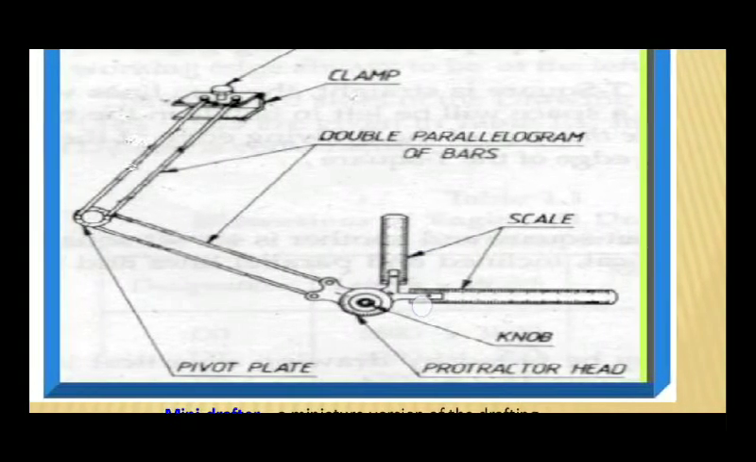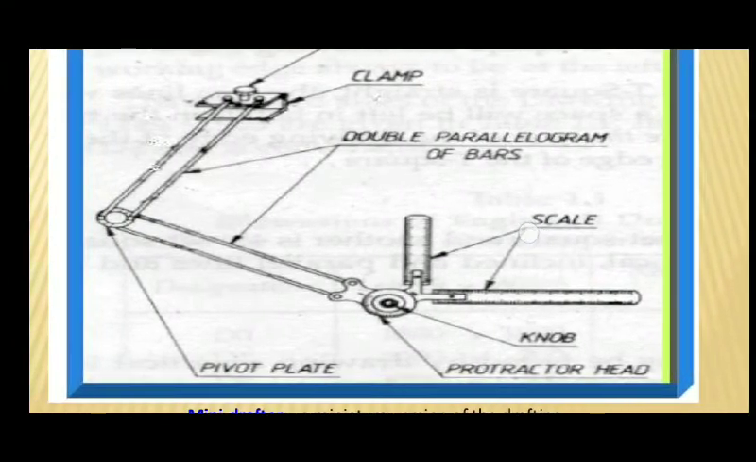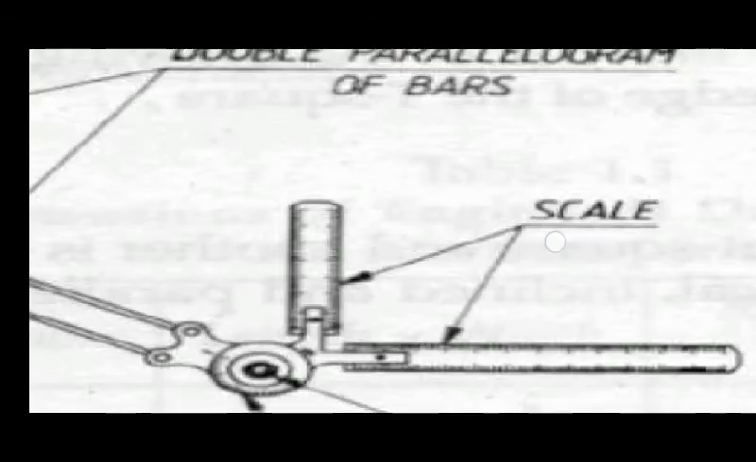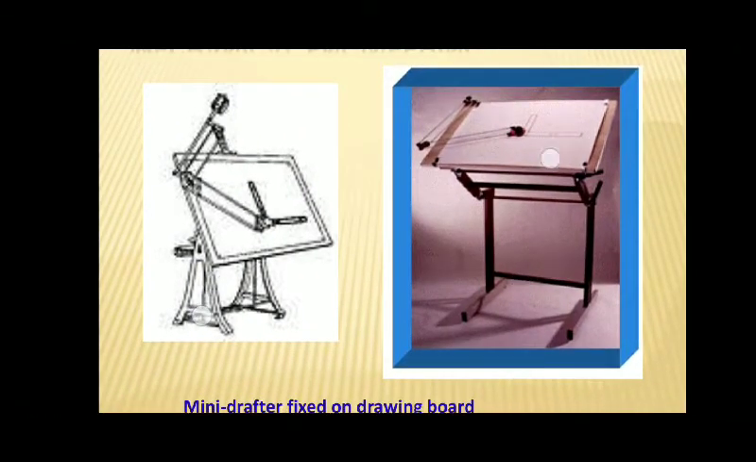Okay, this is about the mini drafter. I will show you the image in the next slide. See, if you fix it to the table, it will look like this. The mini drafter and the sheet. This is the board and this is the sheet, which are fixed with clamps or clips, and this is the mini drafter fixed to a drawing table.